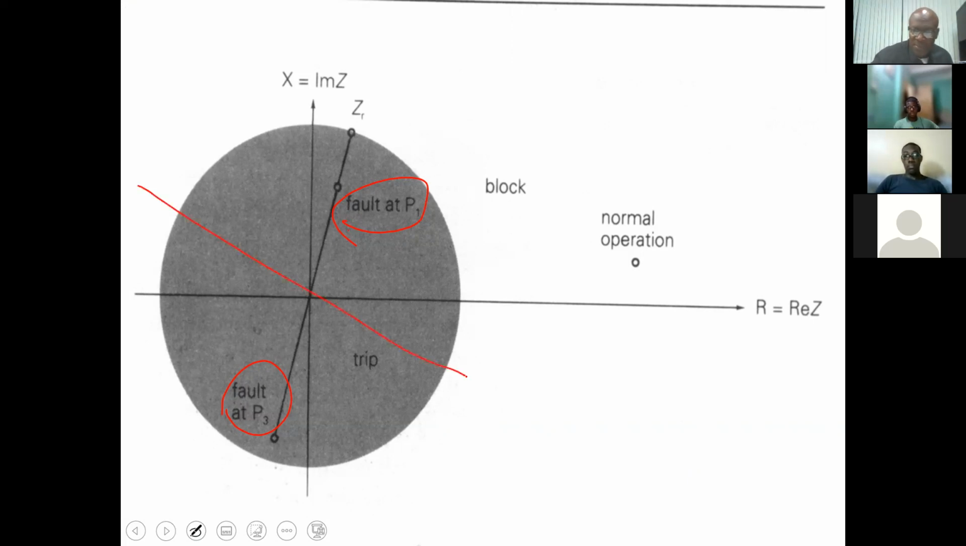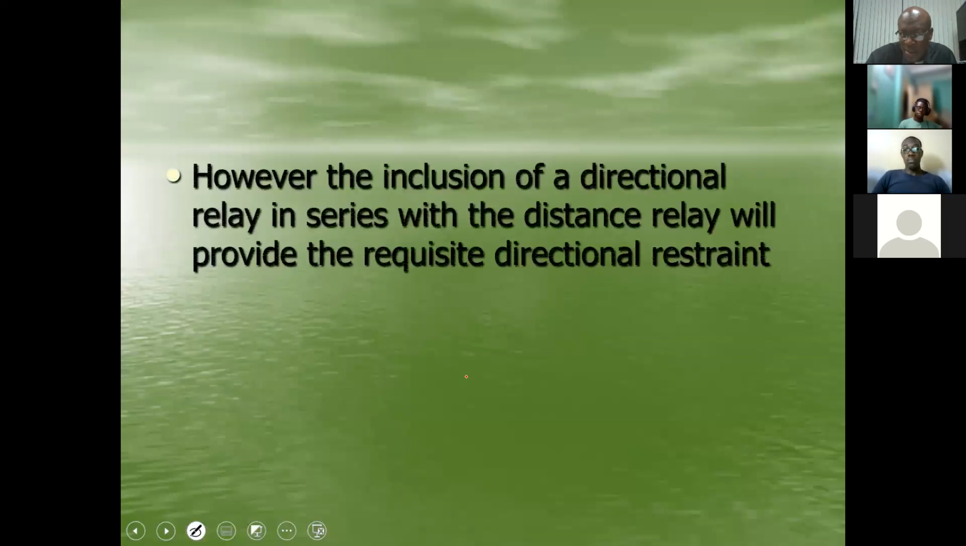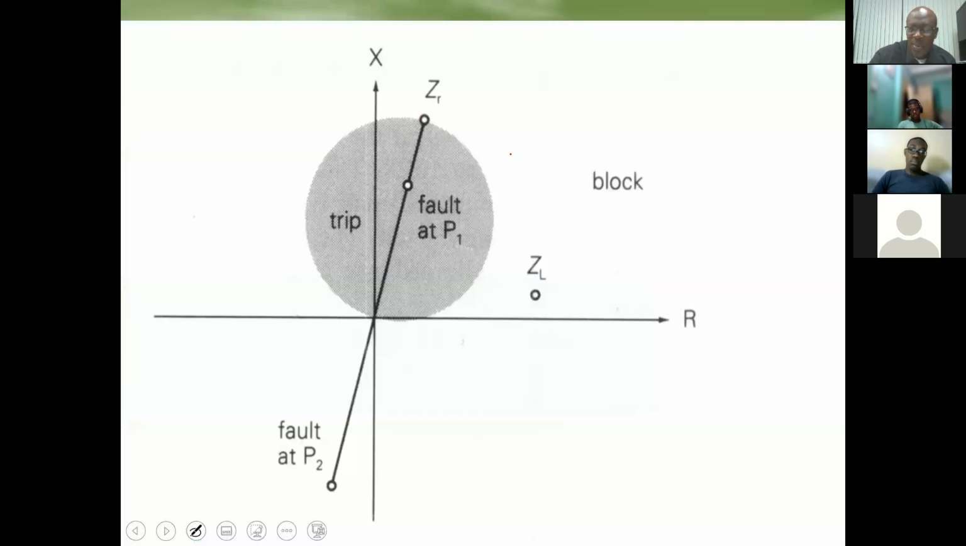Which are above half. We say let's put in the directional element so it just looks in front. So let's say we are now at West Kings House and we are looking towards the Boulevard. So that's what we would see. But because of the type of loads that we have on the system, the load impedance with its resistive component may fall within the characteristics. And we have to then make a modification to this, right? And that is what our characteristic now looks like.